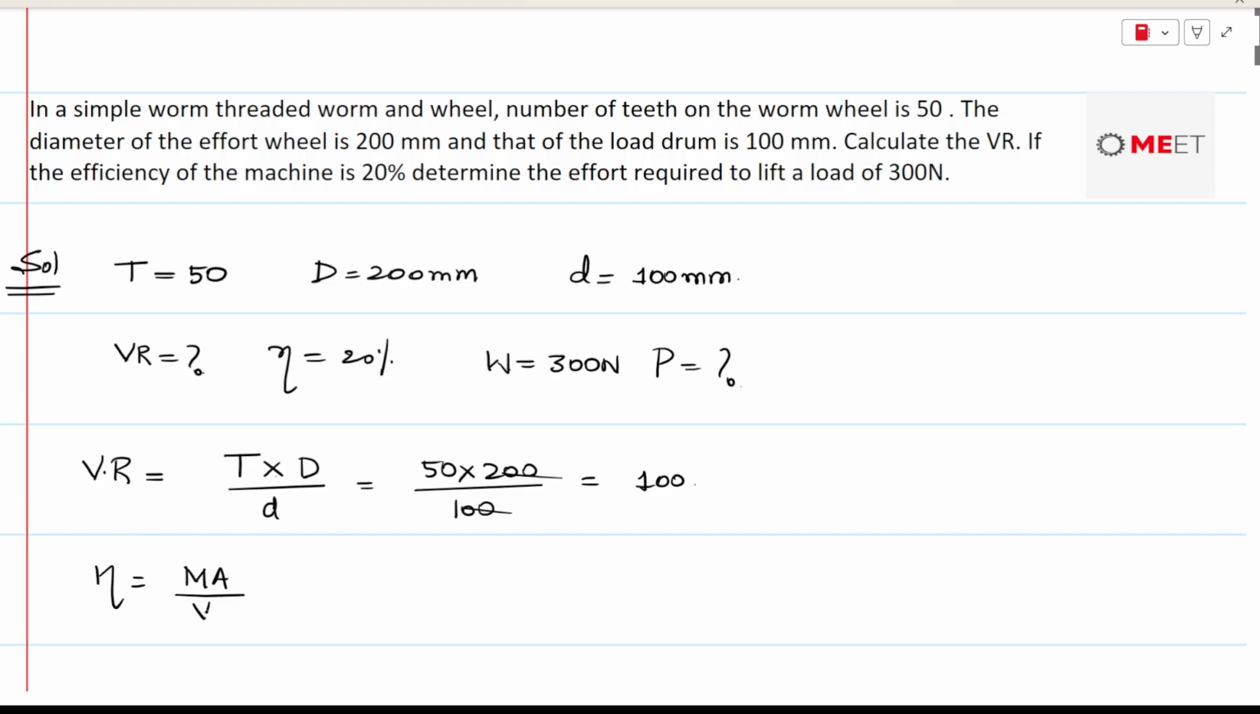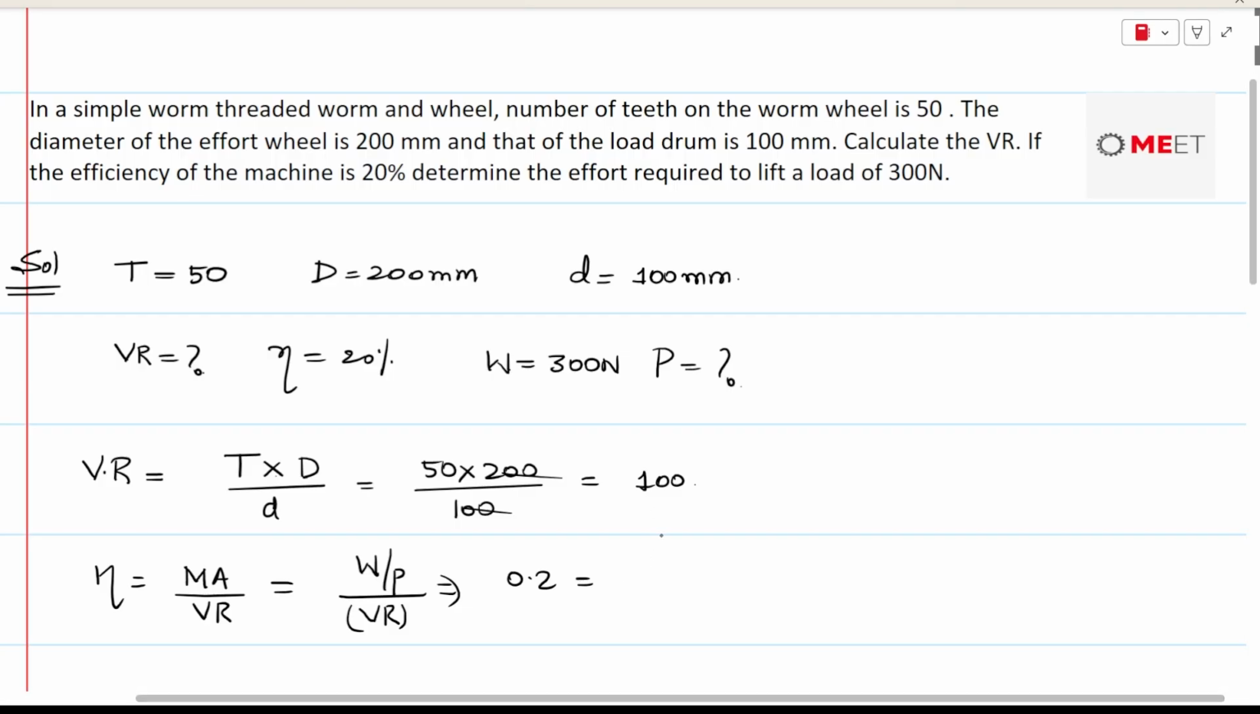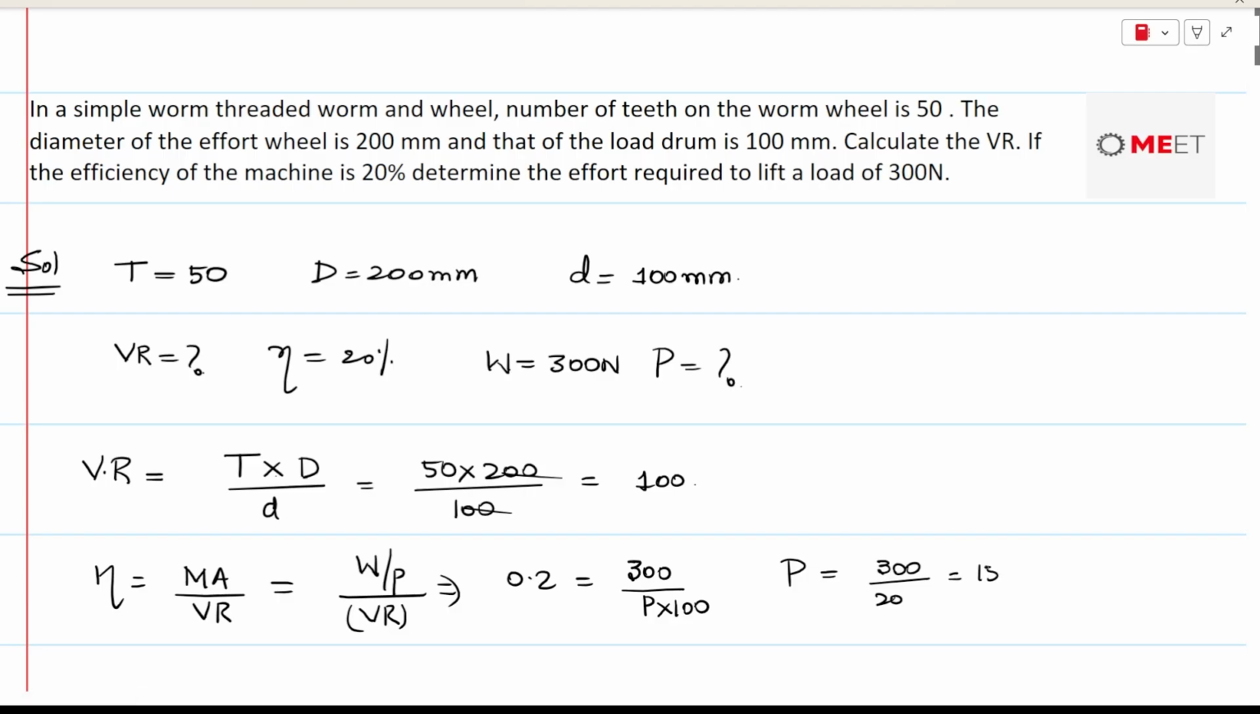Efficiency equals mechanical advantage divided by velocity ratio, which is W by P whole divided by VR, and this is equal to 20%, that is 0.2, equal to W, which is 300, divided by P, which is not known, into 100. So P will be equal to 300 by 200, which is equal to, this is 300 by 20, and that's equal to 15 newtons.